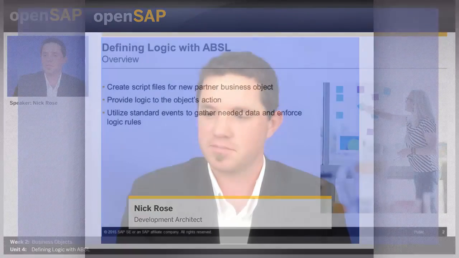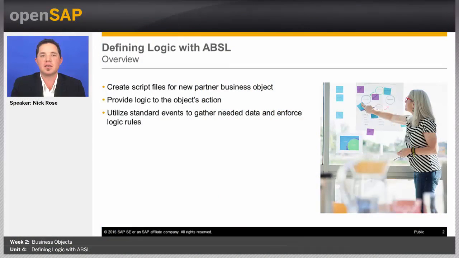In this unit, we're going to look at defining logic with ABSL. Now, ABSL is the Advanced Business Scripting language. It's the other type of language that we'll use in the SAP Cloud Application Studio. It's basically a language that allows us to define logic and behavior for the actions and events that our object has. So in the last unit, we talked about what actions and events were. In this unit, we're going to go ahead and actually do some implementations of them.